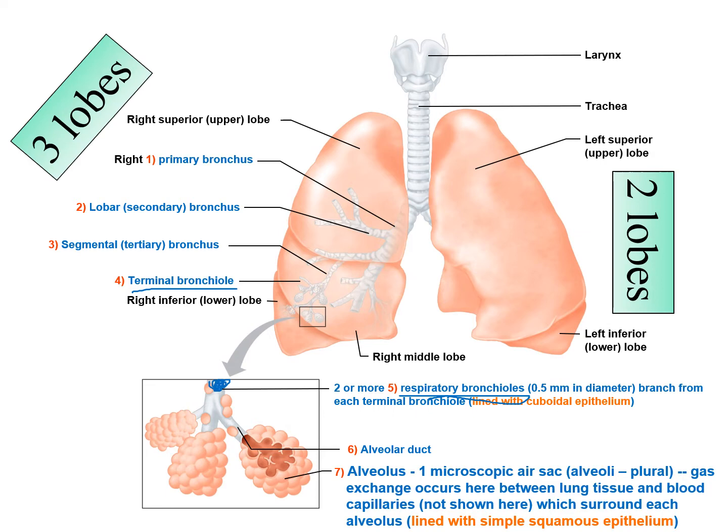And then it in turn branches off into what are called alveolar ducts. So there's 3 of them shown here. And then at the tip of the duct, it ends in this kind of cluster of little air sacs. And those are called the alveoli. That's the plural term. If we're talking about one, we use the term alveolus. So this is one little microscopic air sac.